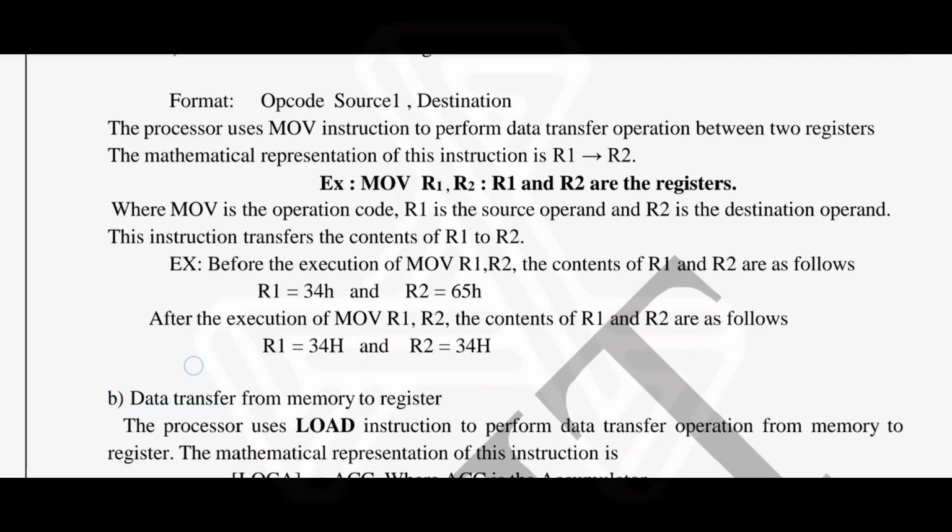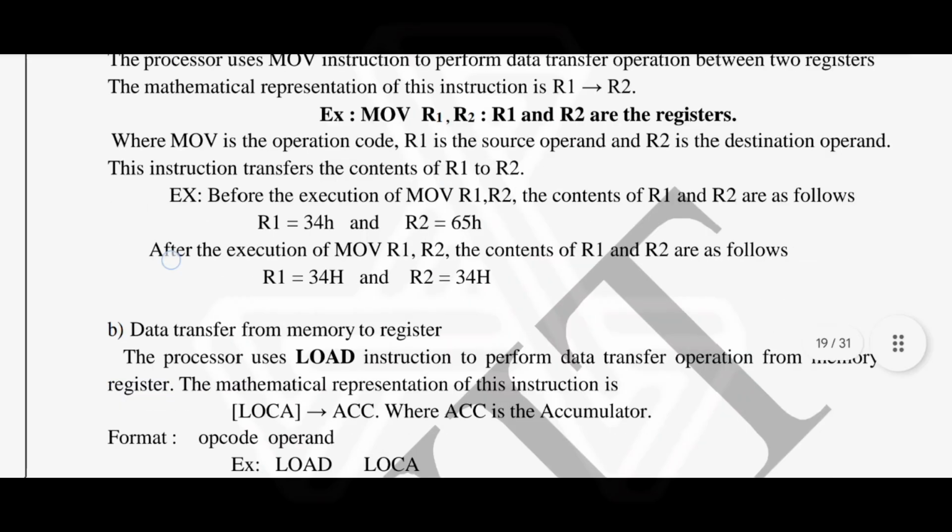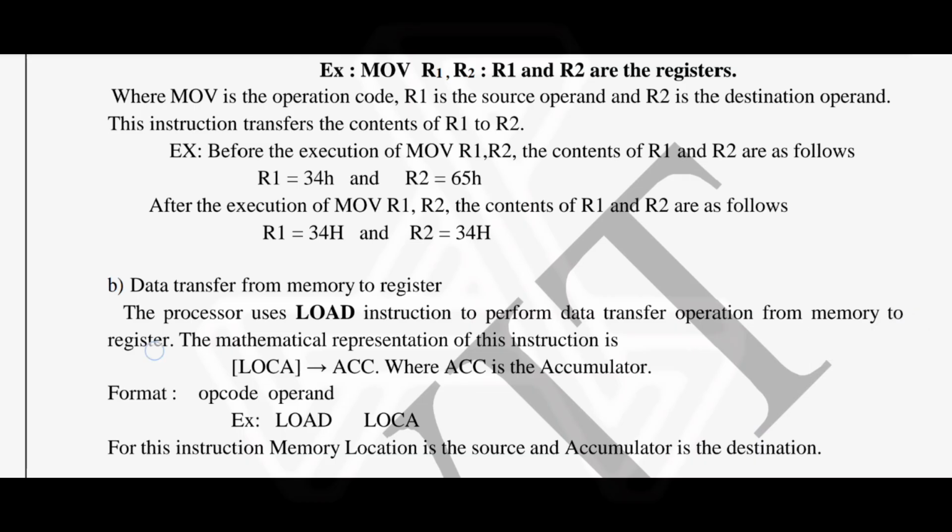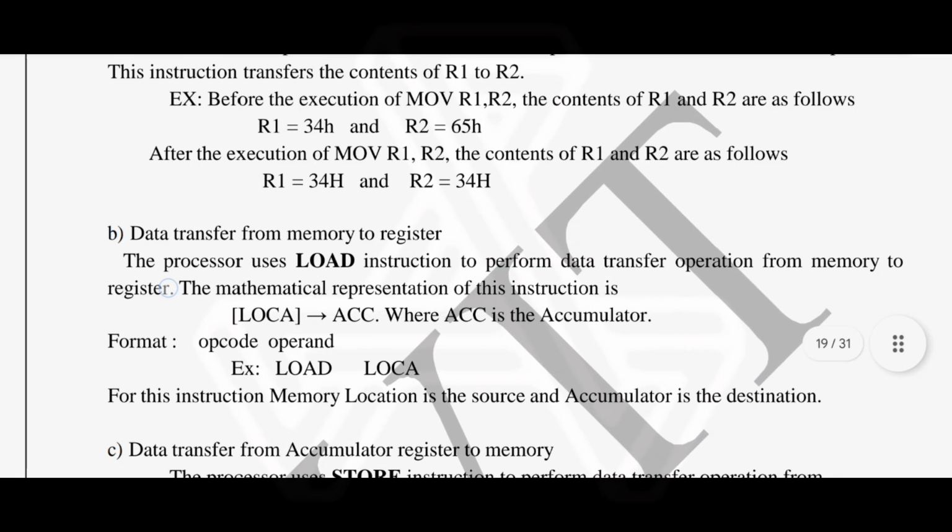Before the execution of move R1, R2, the contents of R1 and R2 are 34H and 65H. After the execution of the move R1, R2 command, the contents of R1 and R2 are as follows: R1 equals 34H and R2 equals 34H. Data transfer from memory to register.